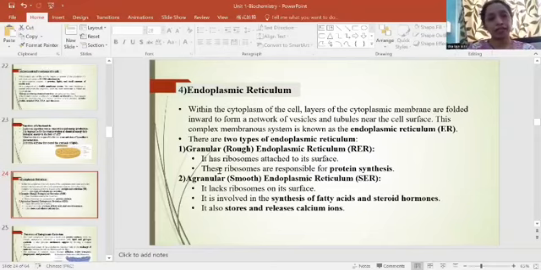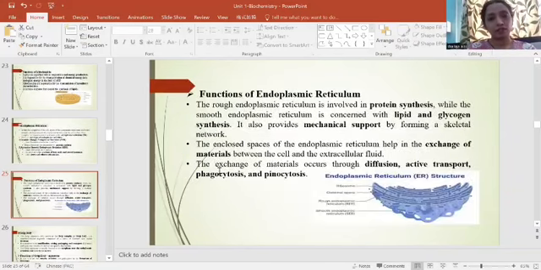Next one is the agranular endoplasmic reticulum. It is involved in the synthesis of your fatty acids. It means there is a difference between the granular endoplasmic reticulum and the agranular endoplasmic reticulum. There are different functions of your endoplasmic reticulum. The rough endoplasmic reticulum, that is the granular endoplasmic reticulum, is involved in protein synthesis, while the smooth endoplasmic reticulum is concerned with lipid and glycogen synthesis. It also provides mechanical support by forming a skeletal network. The enclosed spaces of the endoplasmic reticulum help in the exchange of materials between the cell and extracellular fluid.